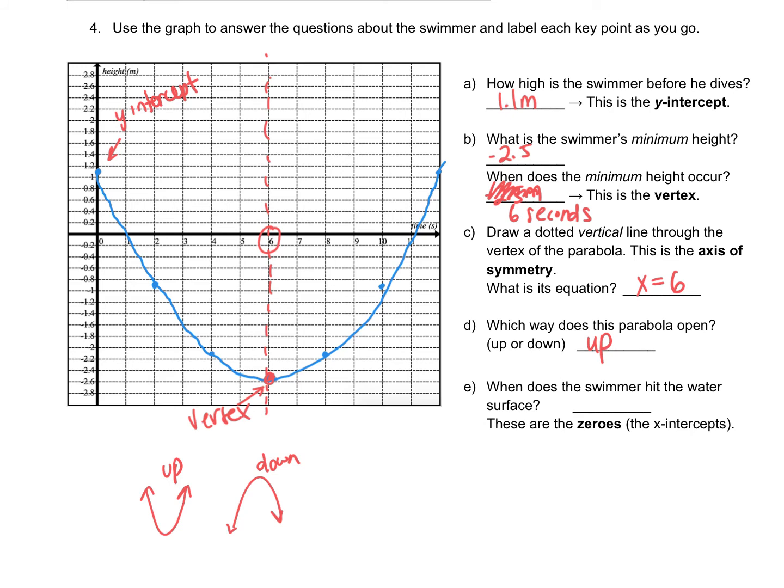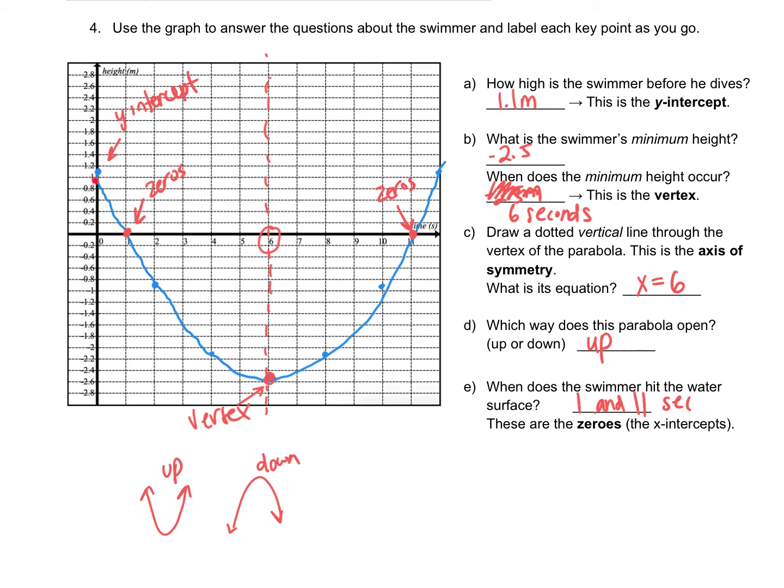And finally, when does this swimmer hit the water surface? Well, they hit the water surface here at 1 second when they enter the water. But then they come out of the water, and at 11 seconds, they hit the water surface again. These are called the zeros or the x-intercepts. So it's when the height is 0. That's where the name comes from. So we're looking at when this parabola hits the x-axis.